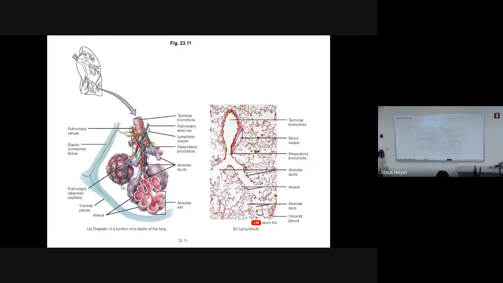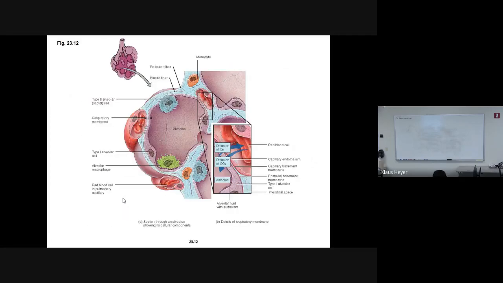So let's look at the alveolar cells. I've got it on this next slide. Here's the alveoli, here's one of them. Here's a blood vessel, and you see there's two red blood cells in there. So you have type 1 and type 2 alveolar cells. There's a type 1 cell, and there's a type 2 cell.